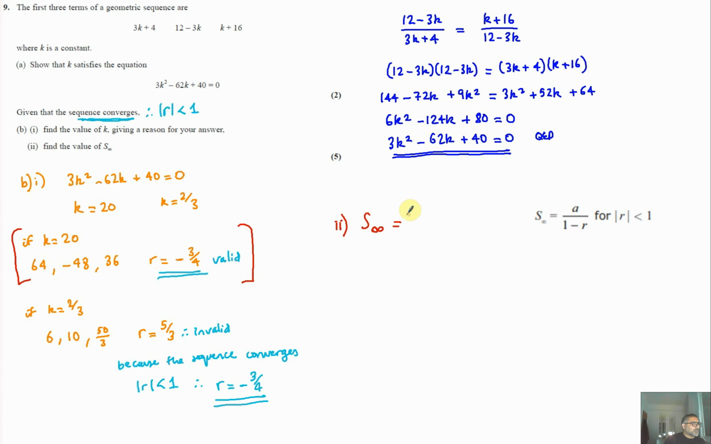Our first term, A, is 64, and our common ratio was minus 3/4. So I need to do 64 divided by 1 minus minus 3/4. Be careful with your negatives there. When you work that out, that gives us 256 over 7. And that is what our series will converge to.